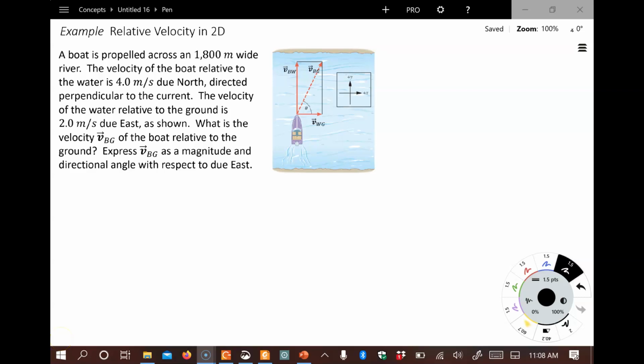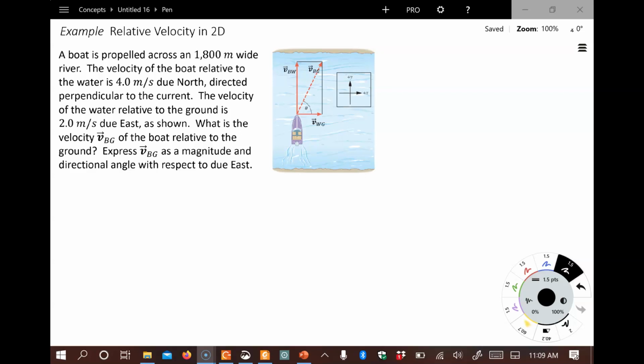Hi, this is an example problem from section 3.4, relative velocity in 2D. We're going to solve this problem using the mathematics of vectors, but the process is the same as we saw previously in the 1D example. So read this for a moment and understand what we're looking for.